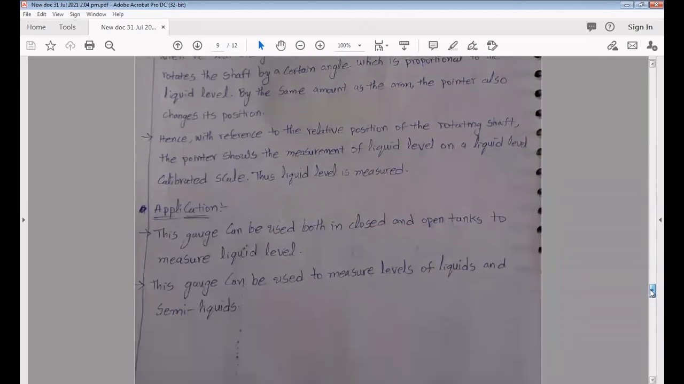Application: this gauge can be used in both closed and open tanks to measure the liquid level. This gauge can be used to measure the level of liquids and semi-liquids.